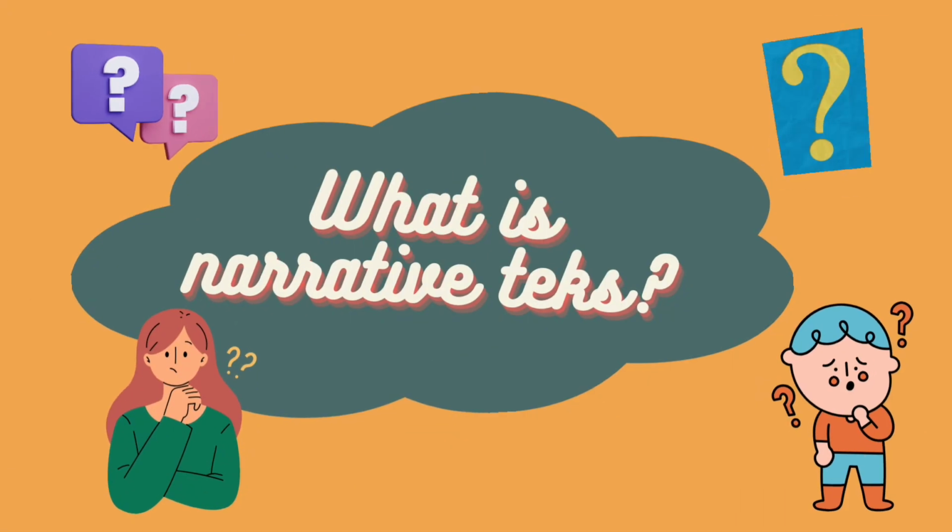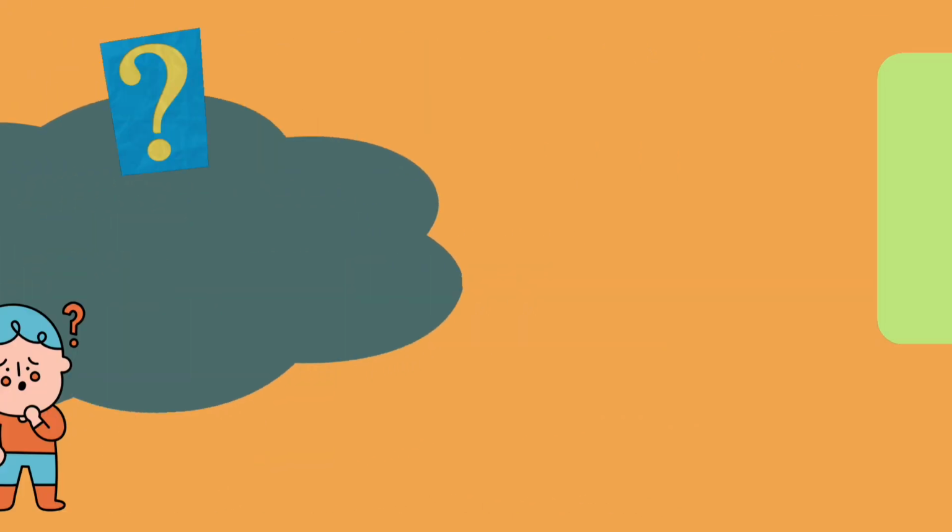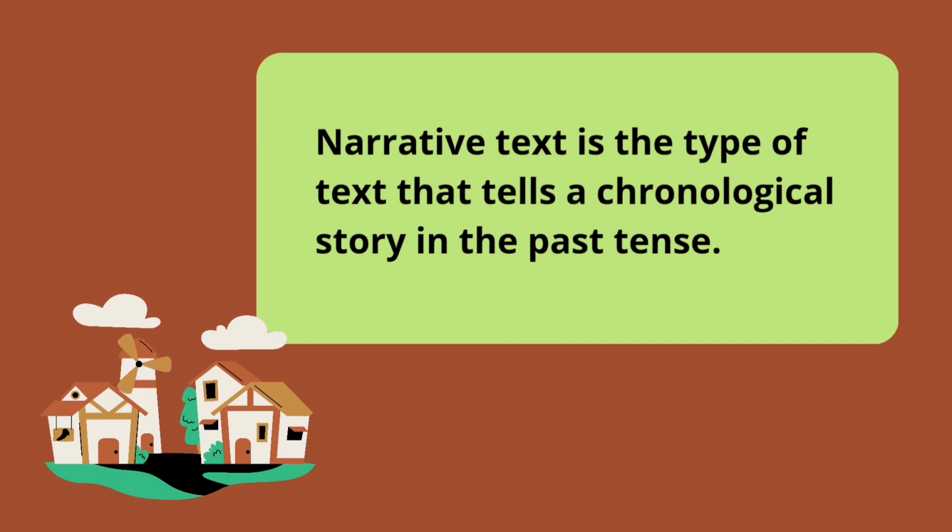So, what is the definition of narrative text? Narrative text is the type of text that tells a chronological story in the past tense. Narrative text tells an imaginative story or a modified true story and is organized through a sequence of events that happened in the past.